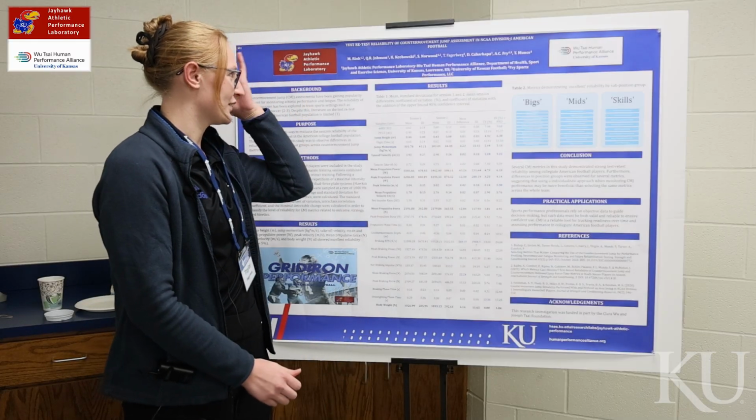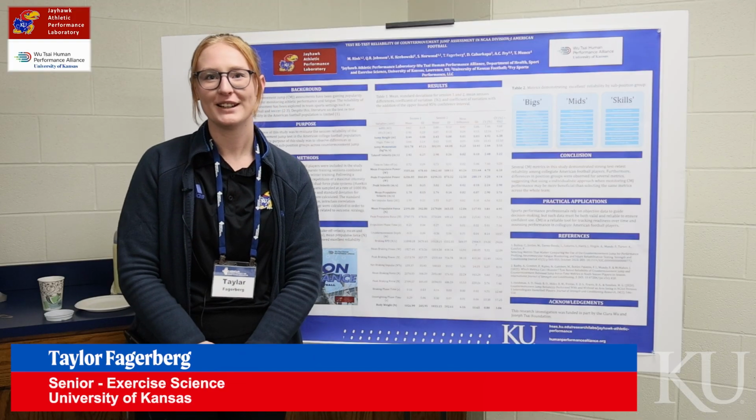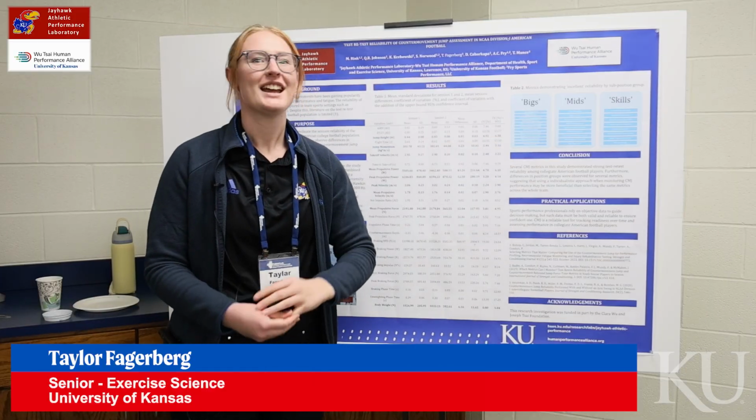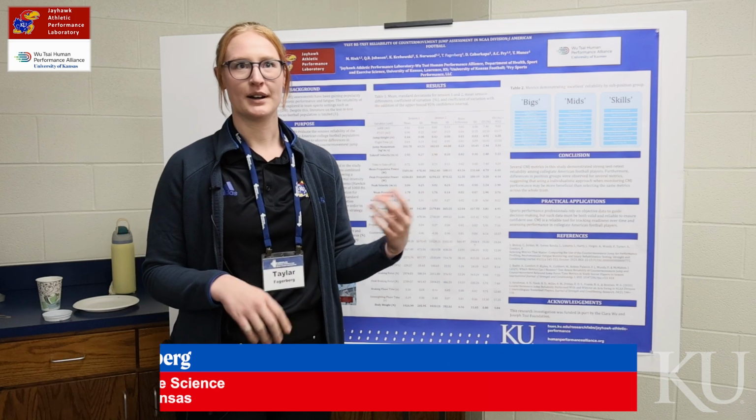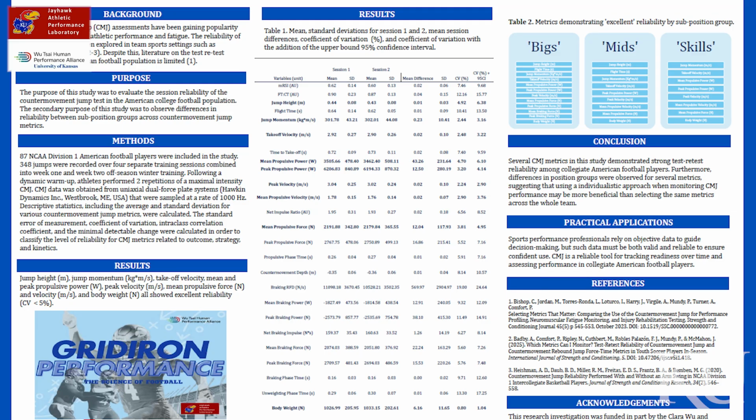Well, this poster goes over the counter movement jump reliability assessment for D1 football players, and specifically looking at bigs, mids, and skills, and looking at which metrics are more reliable for determining readiness in the sport for D1 athletes. So we did a simple counter movement jump, and then we broke it down into all the different metrics. All the bolded ones, like jump height, jump momentum, those are the all-around best or more reliable ones for each position. And then we broke it down into the bigs, mids, and skills.